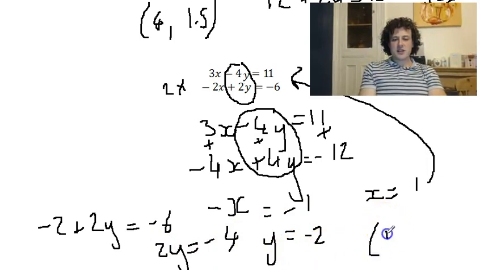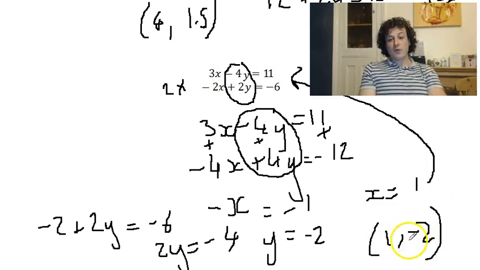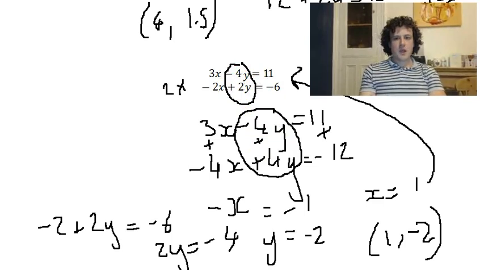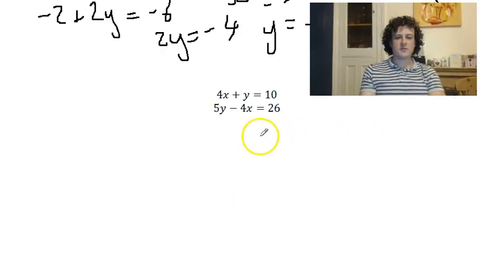Let's give our answer as a coordinate just for the fun of it. And there we have it. You've solved the simultaneous equations. You found the x value and the y value that satisfy both equations at the same time. Okay, let's have one more example and then I'll give you some to do.